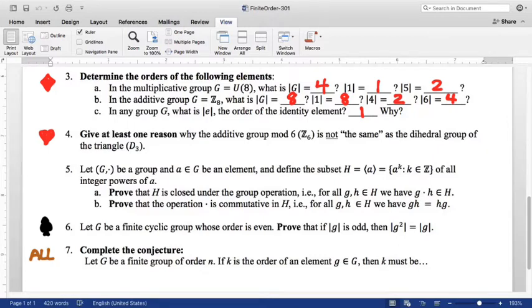Let me also check in real quickly with the Hartz group. You were asked to give at least one good reason why the additive group mod 6 is not the same as the dihedral group of a triangle. And before I get your answer, what is one thing about these two groups that is the same? They have the same order. Both of them are groups with 6 elements. In Z6, they're the additive residues 0, 1, 2, 3, 4, and 5, mod 6. In the dihedral group of the triangle, it's the symmetries of an equilateral triangle: E, R, R squared, T, TR, and TR squared. So both of these groups have the same order.